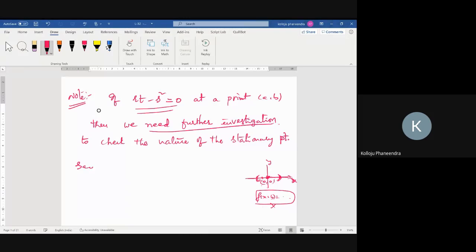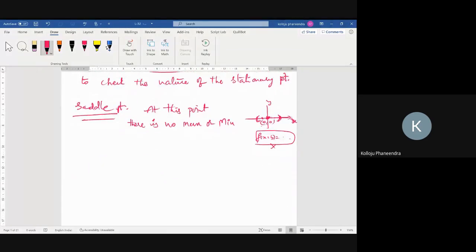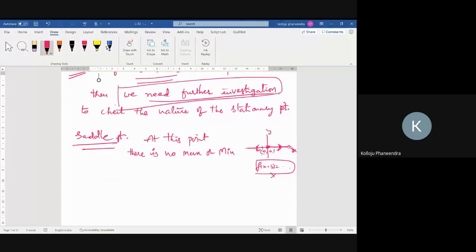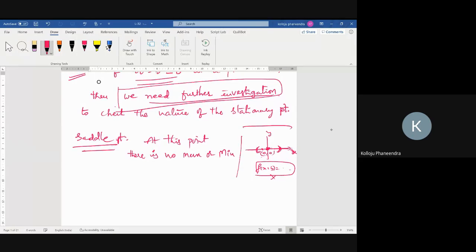Saddle point means at this point there is no maximum or minimum. That is called a saddle point. This is a small topic, but in the examination, just writing this statement is enough. If a problem comes, I will tell you what type of investigation is needed. This theory I will explain in that problem.